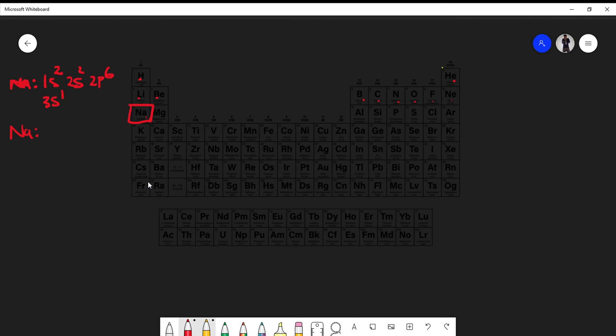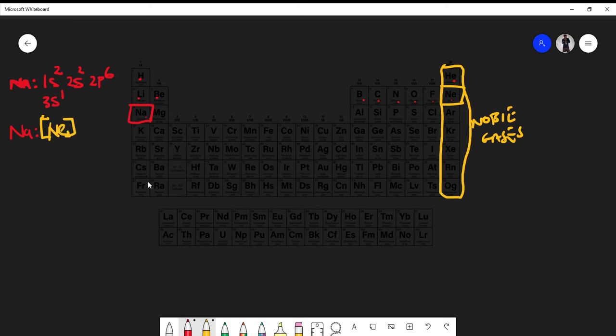So in this case, where are the noble gases? The noble gases are all these things right here. And so we take the noble gas that is immediately above the atom of interest. So in this case, sodium is the element of interest. The noble gas directly above it would actually be neon. So how do you write it? We take our noble gas and we put it in brackets. So in this case, it would be neon. And then we simply fill in the electrons that we have remaining.